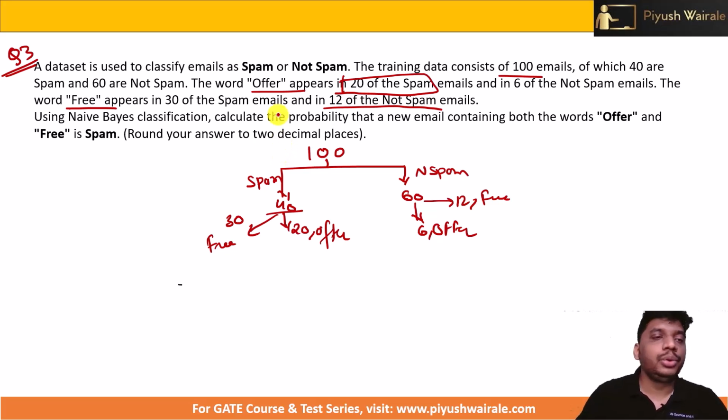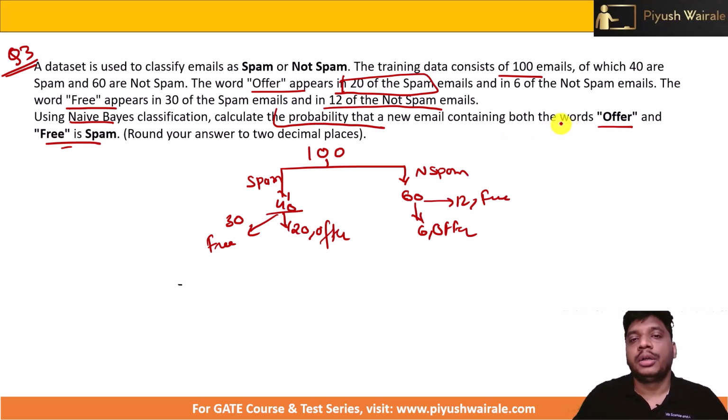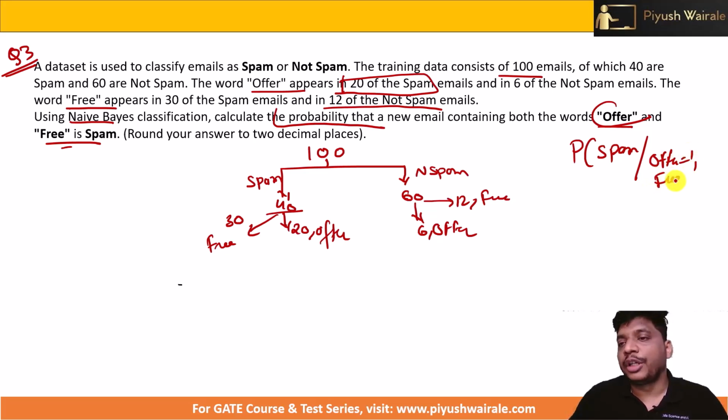So what we need to do, using the Naive Bayes classification, is calculate the probability that a new email containing both the words offer and free is spam. So this is basically the probability that a new email containing both the words, which is given to us, offer and free, is spam. So probability of spam given offer equals 1 and free equals 1.